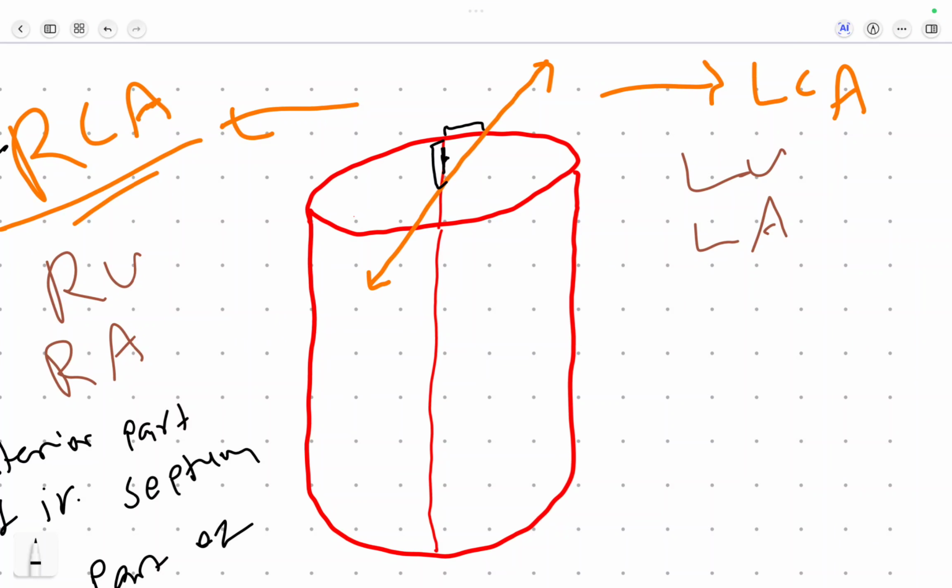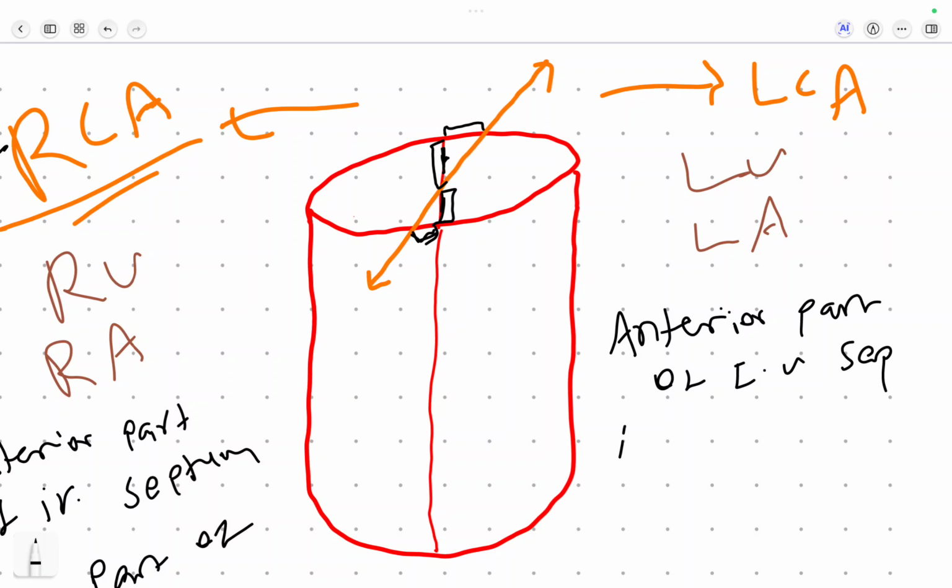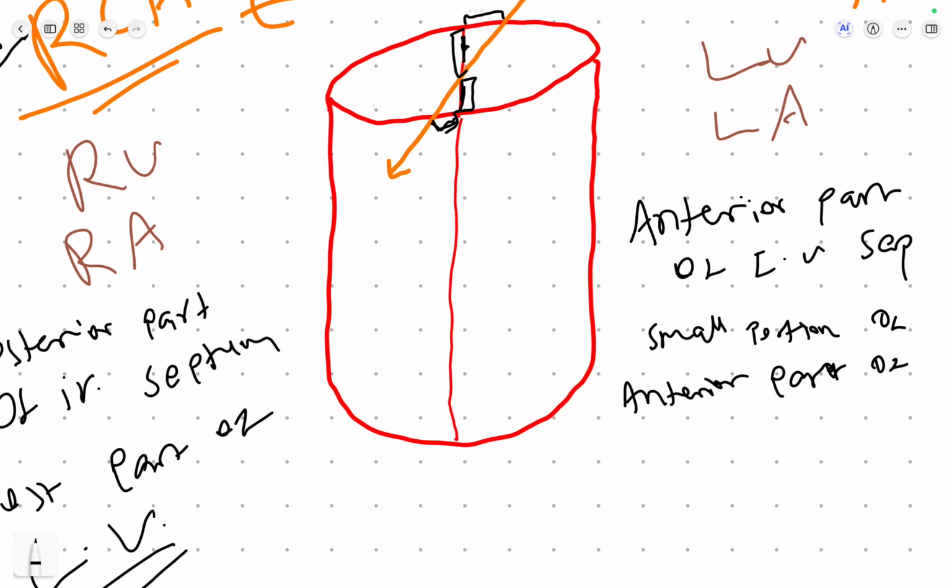And in this case, you can see this is the interventricular septum. So the anterior part of the interventricular septum and a small portion of the anterior part of the right ventricle.